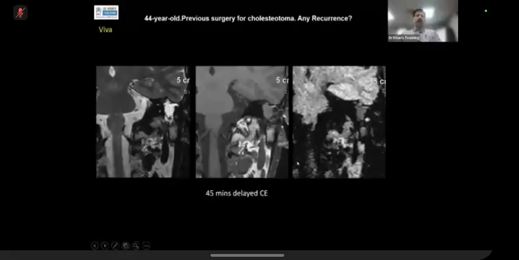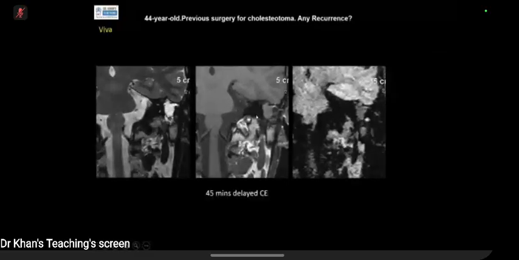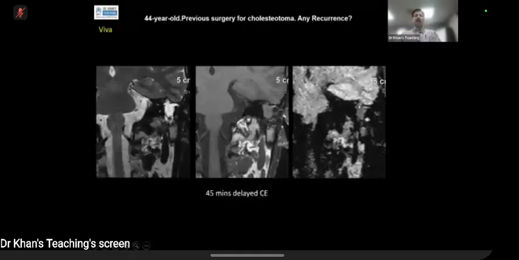Another case, candidate 3, for you. This is post-surgical cholesteatoma, any recurrence? So you can see this T2, this is delayed post-contrast, and this is DWI. Over to you.